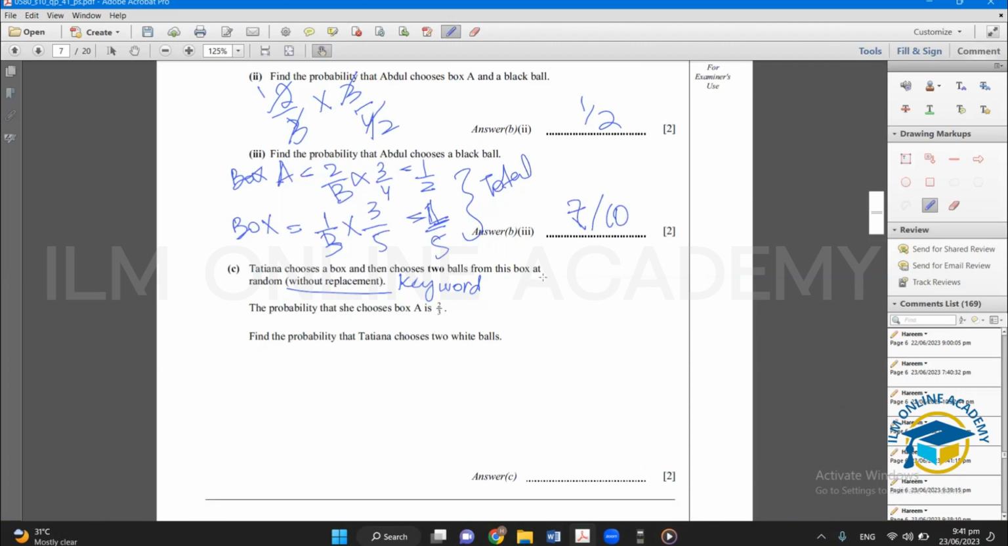Now part C is: Tatiana chooses a box and then chooses 2 balls from this box at random.